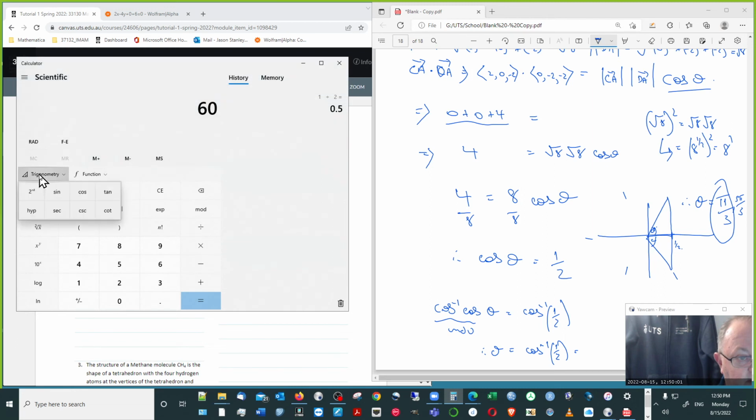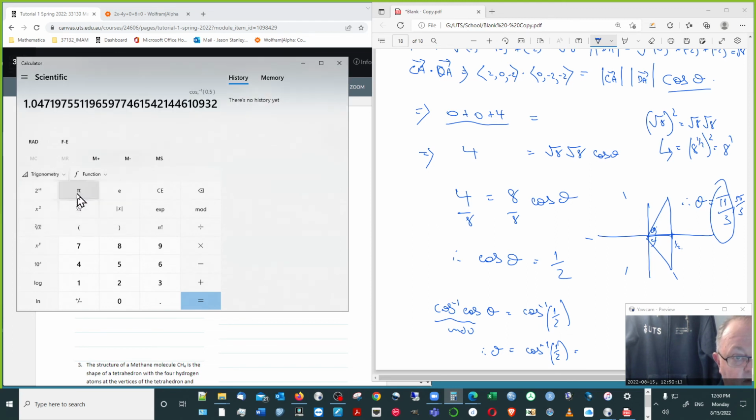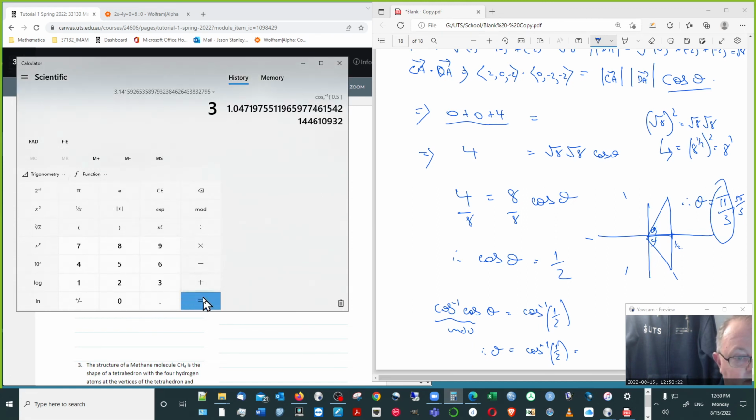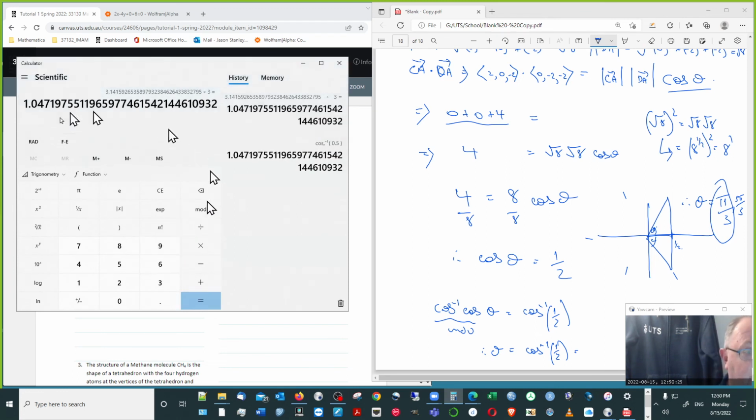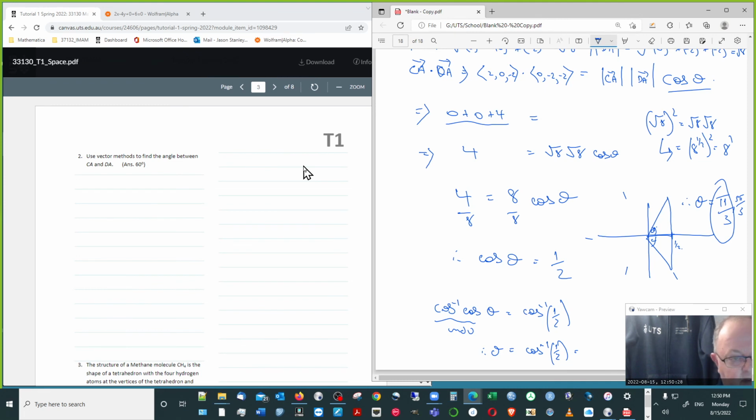If I change that to radians and do second function, oops, I better clear that. I don't know how to get the 0.5 back, I've never worked that out. So trig second function radians cos, 1.047. So what you've got to do to satisfy yourself of that is go pi divided by 3. Okay, it is pi on 3. That's why I don't like using calculators, because I feel they take away. We know that's 60 degrees from our exact values trig.